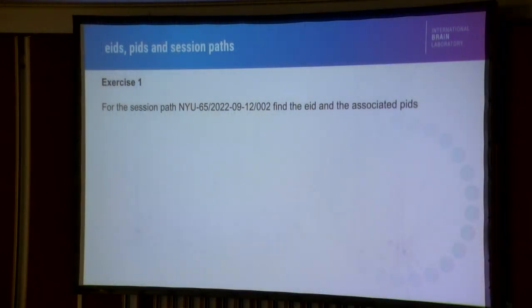Okay, so we now have the first exercise for you. If you go into the Colab, you should find a placeholder for each exercise, and there should be some variables already defined. What we want you to do now is use these converters that we've just introduced to turn this session path into an EID, and from that EID find how many probe insertions there are for this session. I'll give you a couple of minutes to do that, and then we'll come back and go over the solution together.